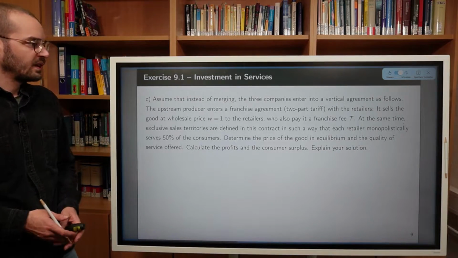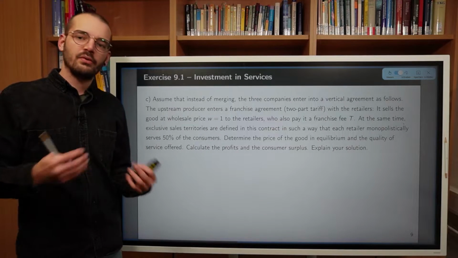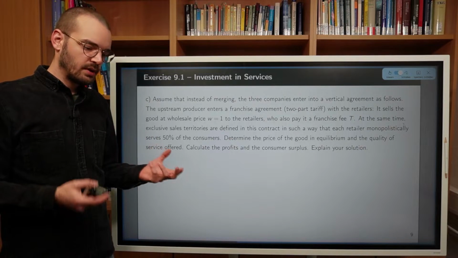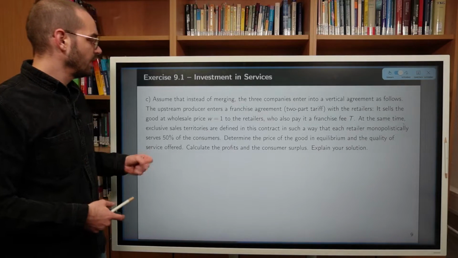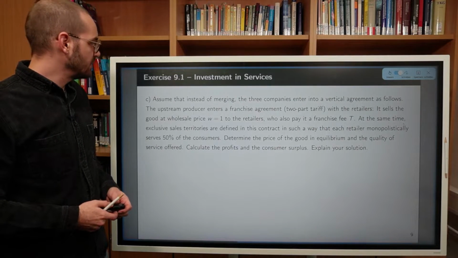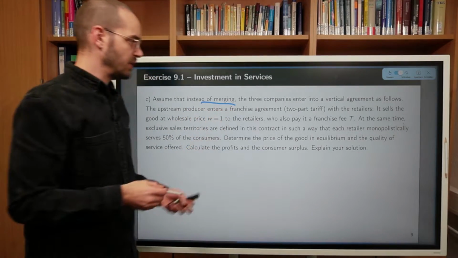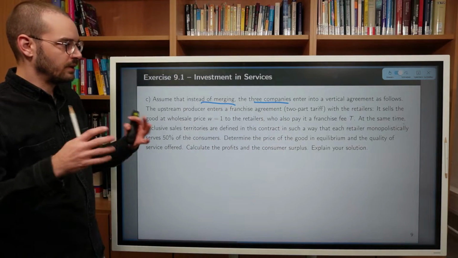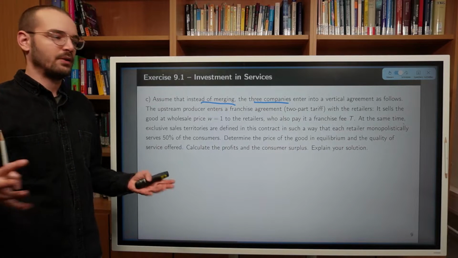All right, and with that, we are done with this situation of perfect vertical integration and are now considering slightly more complex and more nuanced alternative situations. We will consider next a situation where instead of merging, all three companies enter into a vertical agreement. So there will be a contract that is slightly more complex than a full-blown vertical integration.